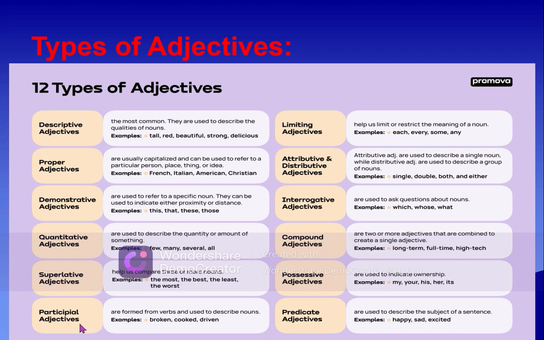Participial adjectives. We know that past participle form and present participle form of a verb can be used as adjective in the sentence. So here are few examples. These are formed from verbs and used to describe a noun. Broken, a broken glass. Cooked, the cooked food. Driven.